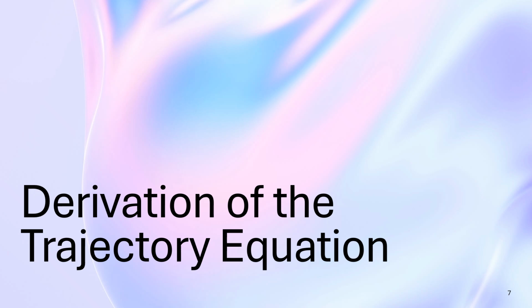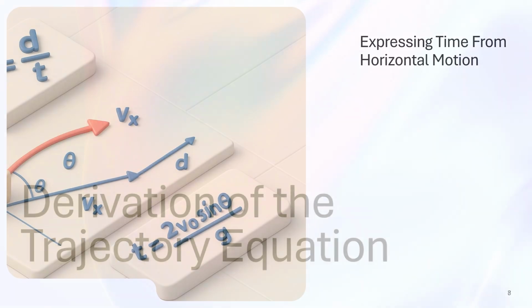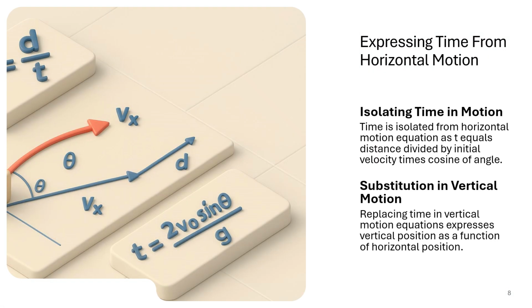Now we'll derive the trajectory equation, which gives the path of the projectile. So the aim is to express vertical displacement y as a function of horizontal distance x. From the horizontal motion equation x equals v0 cos theta multiplied by t, we express time as t equals x divided by v0 cos theta. So this expression for time will now be substituted in the vertical motion equation.